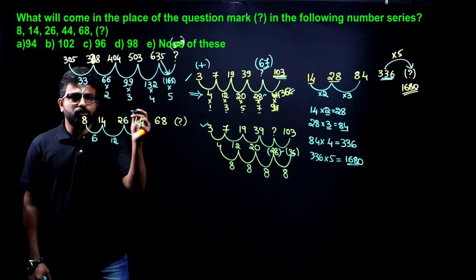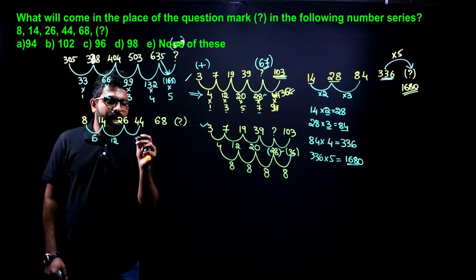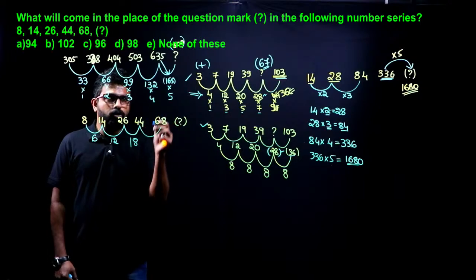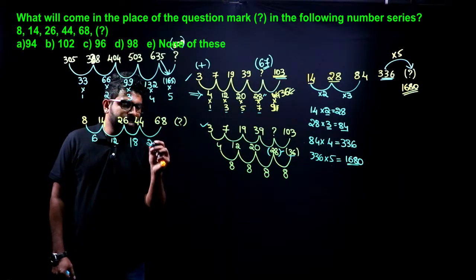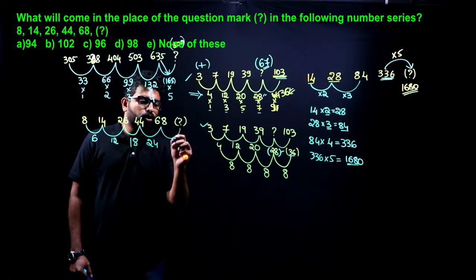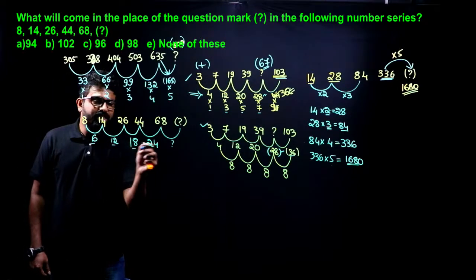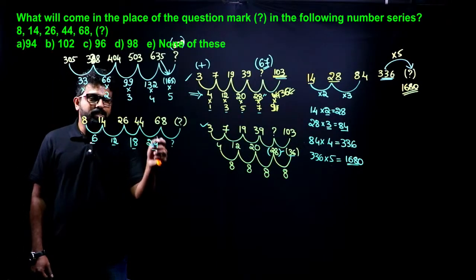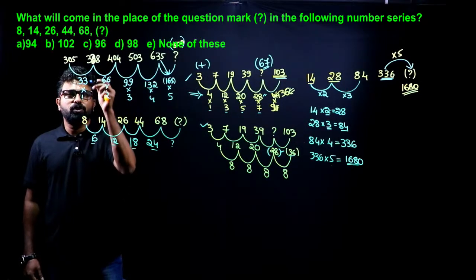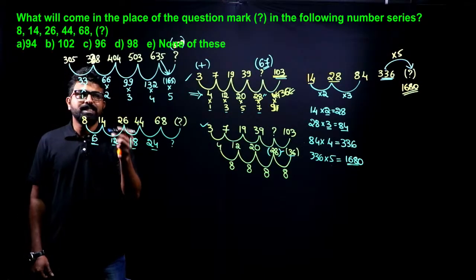What about 26 to 44? 26 plus 8 gives me 34, plus 10 gives me 44. What about 44 to 68? 44 plus 20 gives me 64, plus 4 gives me 68 here. So here I don't know the difference. So when I start looking at my second series here, what does it indicate? This is very similar to my previous question. Here it was consecutive multiples of 33. Here it is even easier. It is consecutive multiples of 6.